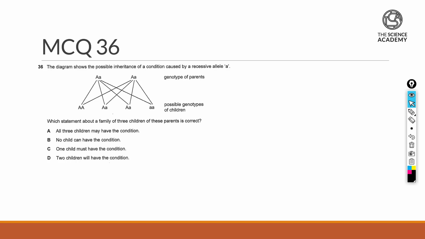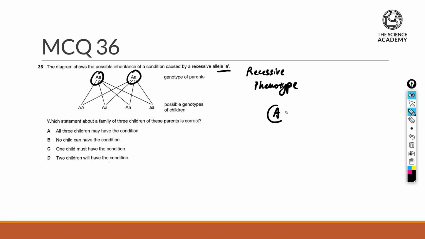In MCQ 36, this is with regards to heredity, whereby we see a condition here that's actually caused by the recessive allele A, telling us that this condition manifests as a recessive phenotype. Now you can see that the genotype of the parents here is considered to be heterozygous. So I'm going to represent this again in a Punnett square.